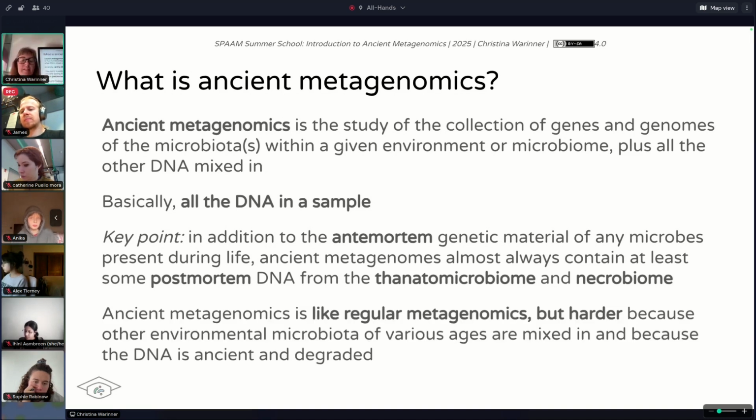So ancient metagenomics is in many ways a lot like regular metagenomics, but in some ways it's a lot harder because other environmental microbiota of various ages are mixed in, and because the DNA itself is ancient and degraded. So we try to do all the things that you can do with modern metagenomics, but with some of these additional challenges.